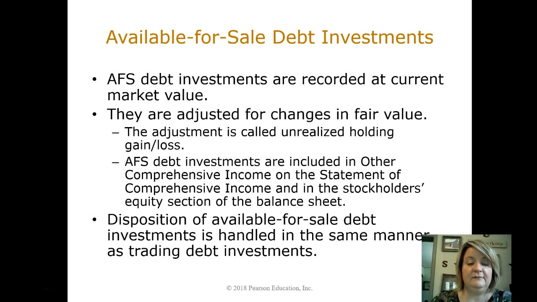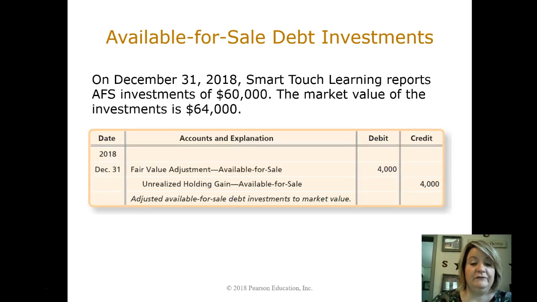Available for sale debt investments are recorded at current market value, and they are adjusted for changes in fair value. Disposition of available for sale debt investments is handled in the same manner as trading debt investments. So on December 31st, Smart Touch Learning reports available for sale investments of $60,000, and the market value of the investment is $64,000. So the fair value adjustment available for sale is a debit of $4,000, and the unrealized holding gain is credited for $4,000.